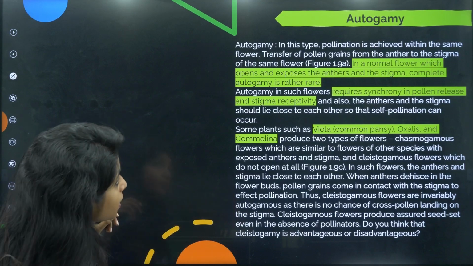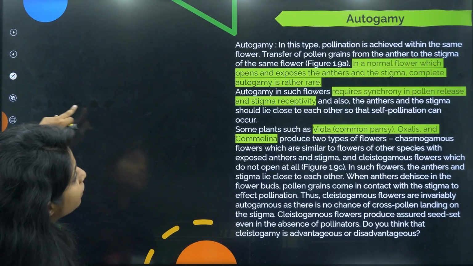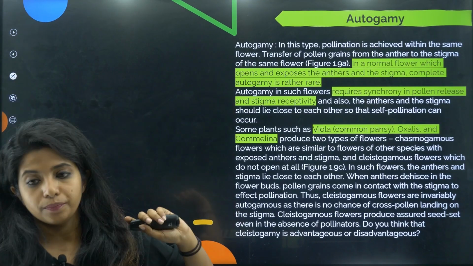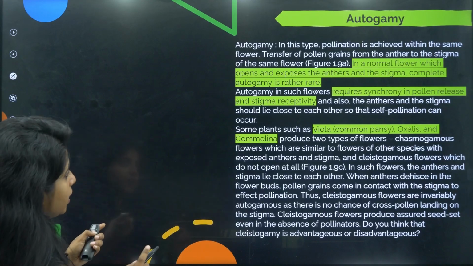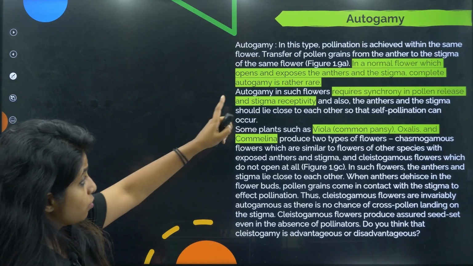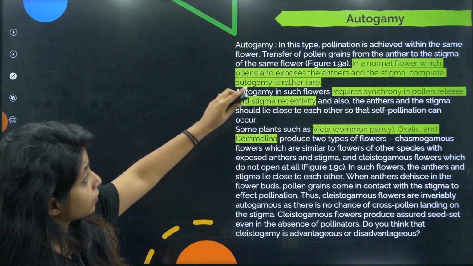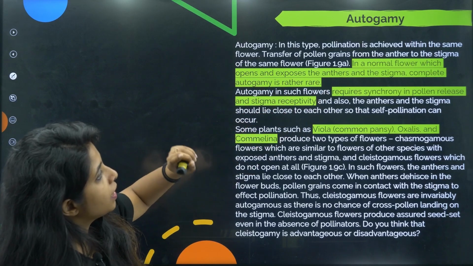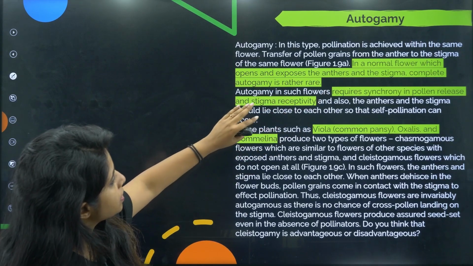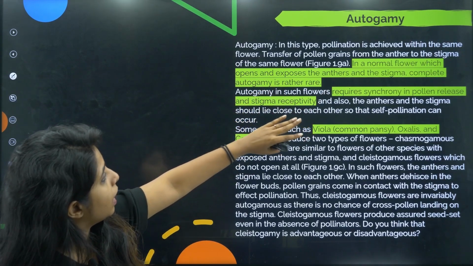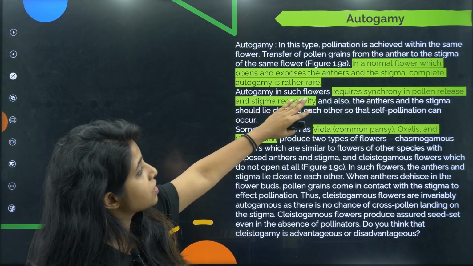In this type, pollination is achieved within the same flower. So, one thing you understood, that it has to be within the same flower. Transfer of pollen grains from the anther to the stigma of the same flower. In a normal flower which opens and exposes the anthers and the stigma, complete autogamy is rather rare.